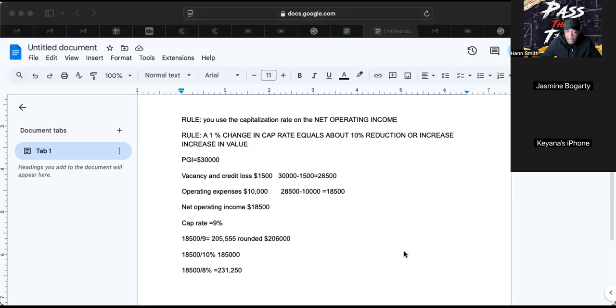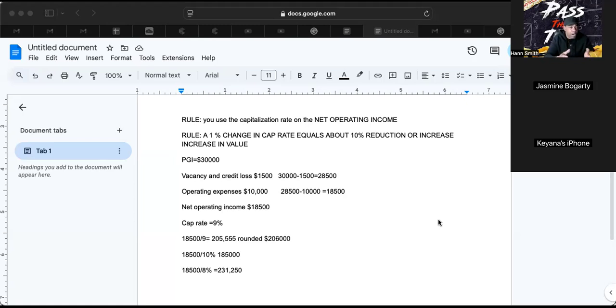Let's do it on the calculator. 206 times 10%. That's 20,600. Let's minus that from 206. Minus from 206. That equals 185,400. Right? So if we raise the cap rate by a percent, it's about a 10% difference.